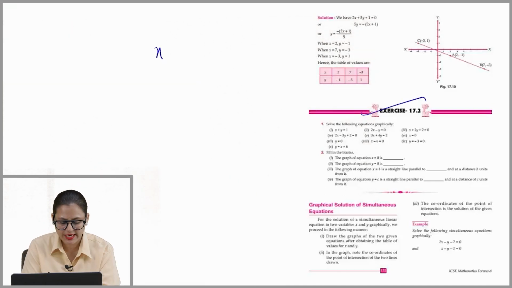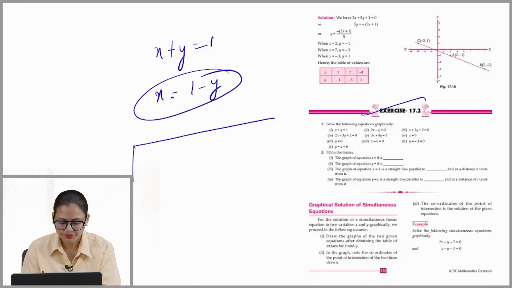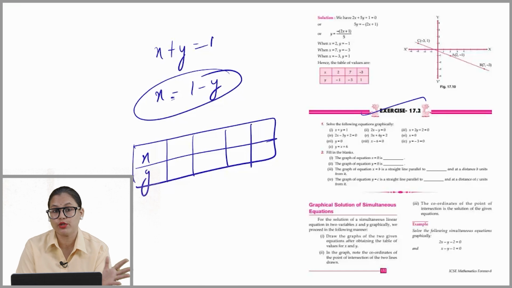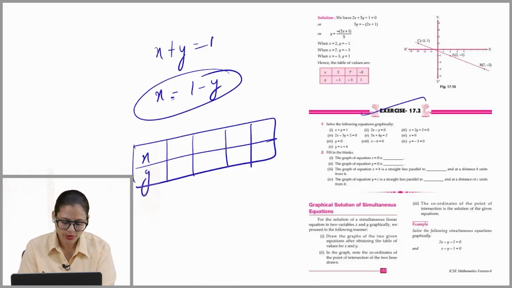You have this equation x plus y equals 1. So, you can write it as x equals 1 minus y. Now, make a table. You can put any value of your choice. For example, if you put the value of y as 0, so 1 minus 0 is 1, you will get 1. If you put the value of y as 1, so 1 minus 1 is what?